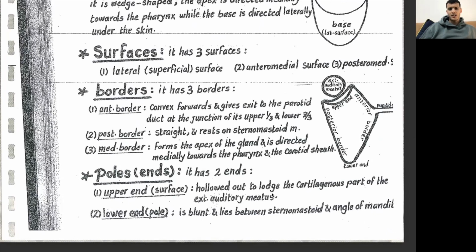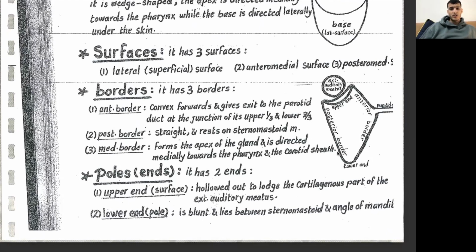The upper end is in close relation with the external acoustic meatus, and the lower end lies between the sternocleidomastoid and the angle of the mandible, like we have seen previously. The posterior border, as we all know, rests on the sternocleidomastoid muscle.